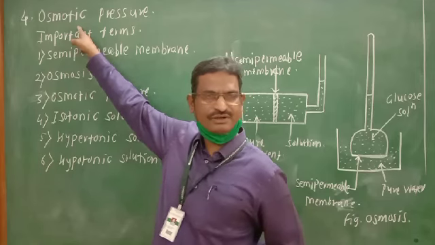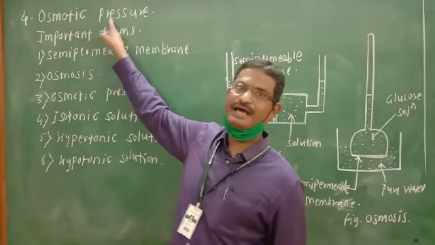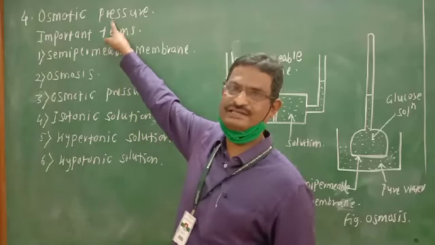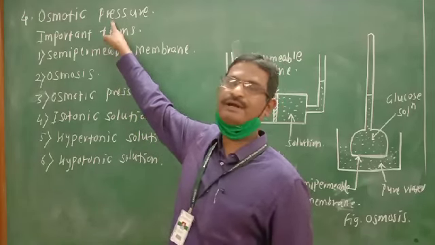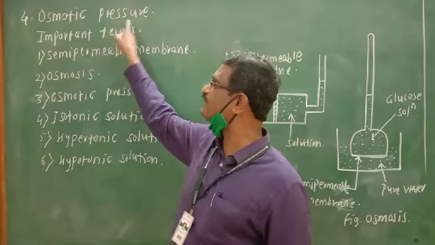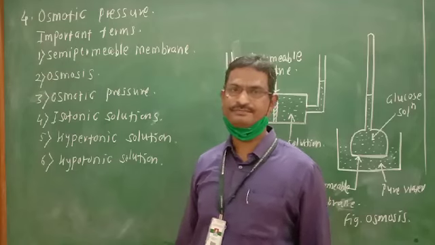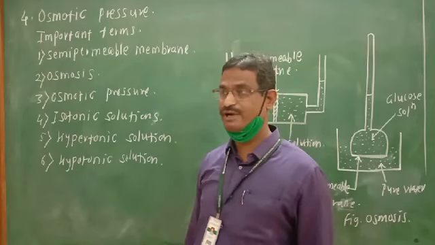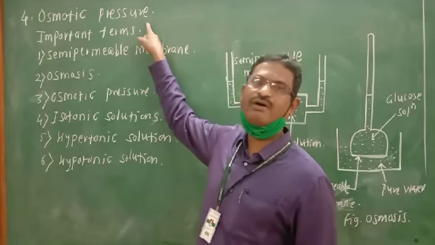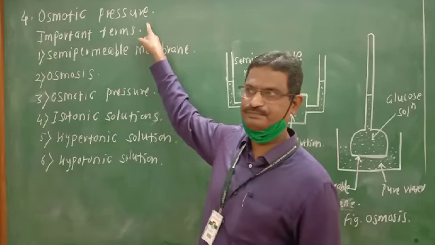Same as the elevation of boiling point and depression of freezing point, osmotic pressure also has a direct consequence with the vapor pressure. We know the vapor pressure of solvent is greater than the vapor pressure of solution. This osmotic pressure has a direct consequence with the vapor pressure, same as the elevation of boiling point and depression of freezing point. Therefore, this is also used for determination of molar mass of a non-volatile non-electrolyte solute.